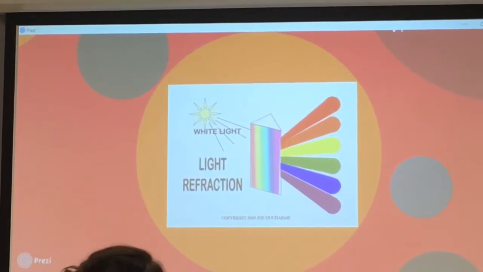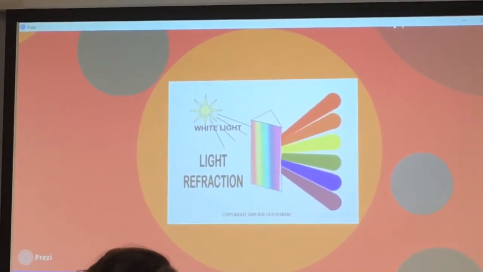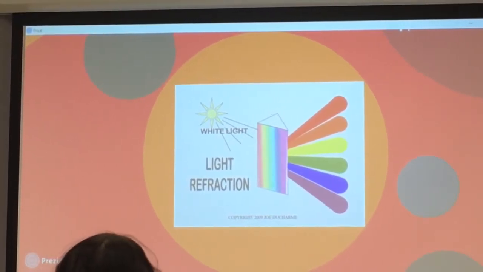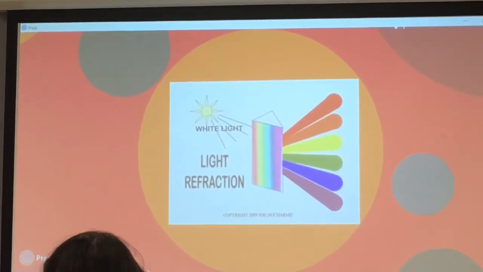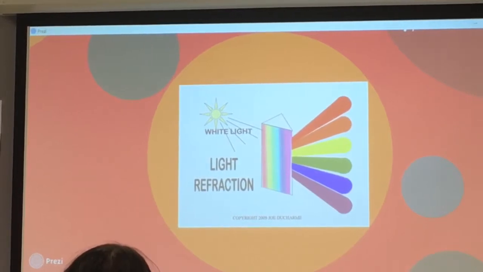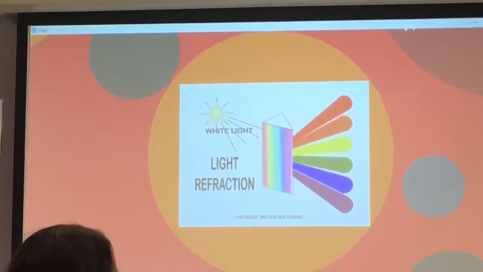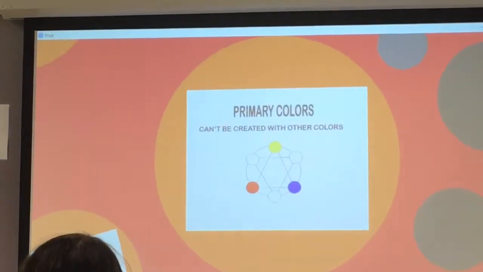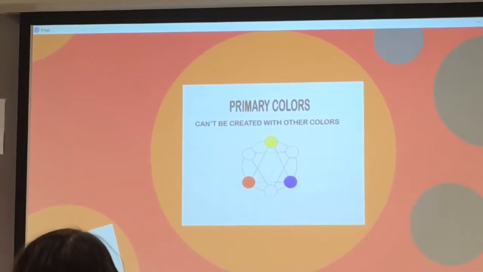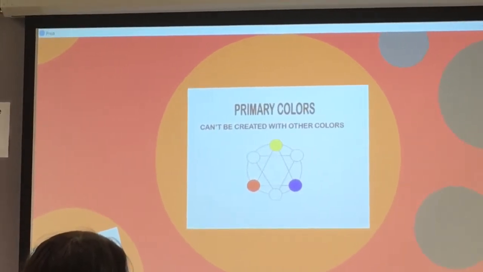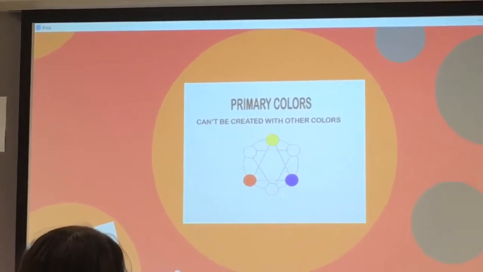Okay, remember the color wheel thing? Yes. You look at a rainbow, white light gets refracted by prisms and rainbows and water droplets, okay? And the physics folks tell us it breaks down into these rainbow of colors, okay? And from that we do what? Primaries. Three primary colors. Primary colors can't be created with other colors, they just are, okay?